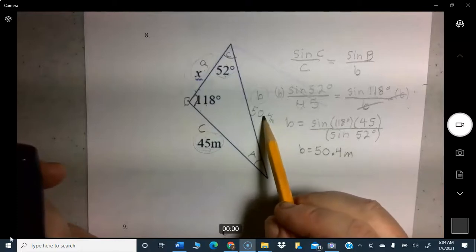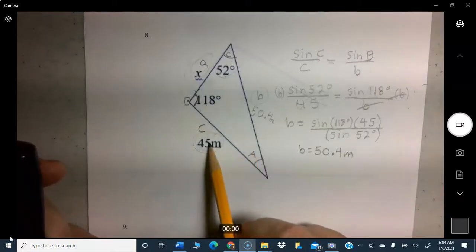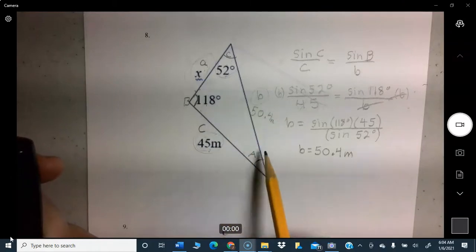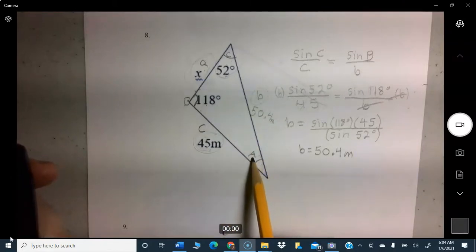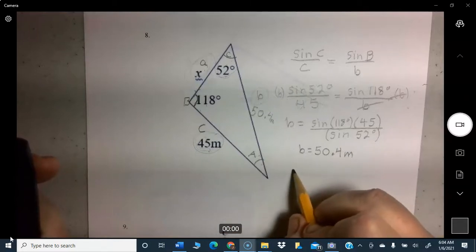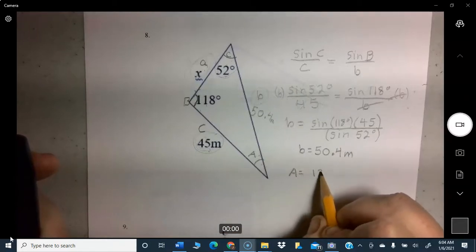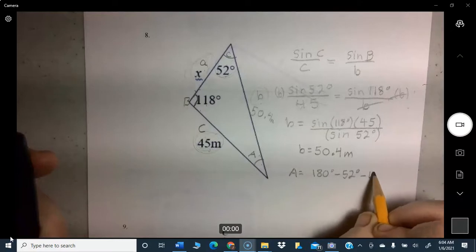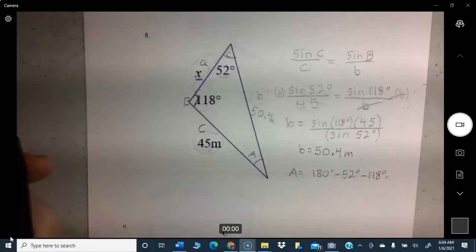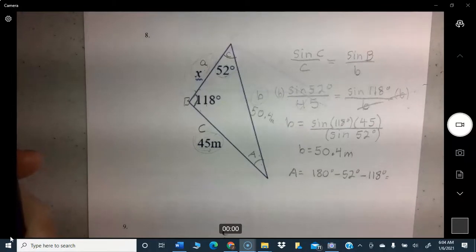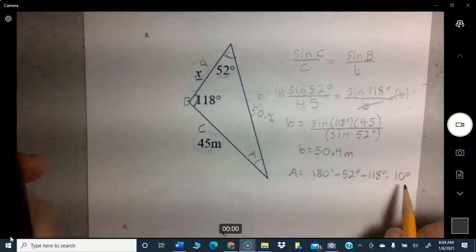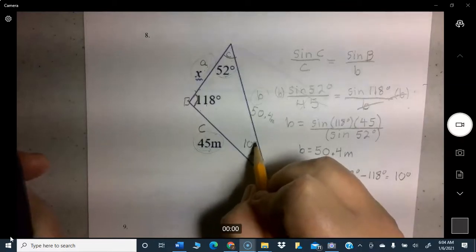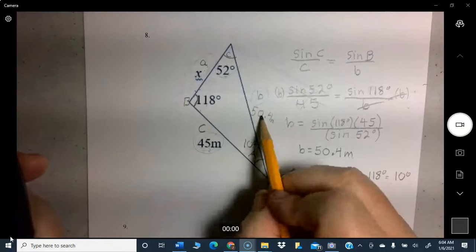Okay. So I know this side, I know this side. I can actually go ahead and calculate this angle. I could have done that before I even started the problem. So the angle A equals 180 degrees minus 52 degrees minus 118 degrees. And it's only 10 degrees. It's a pretty small angle. So that's going to be 10 degrees. So we know all the angles right now, and we know two of the sides.